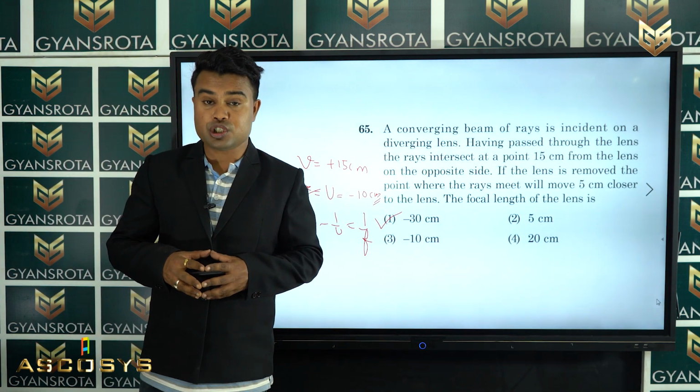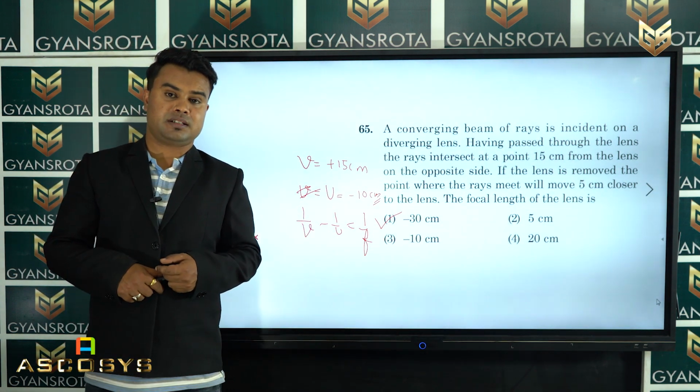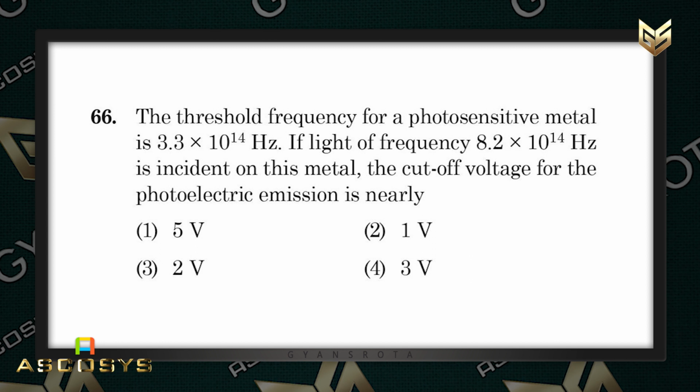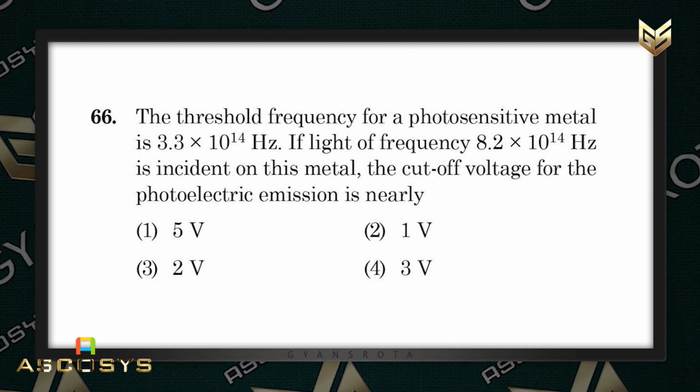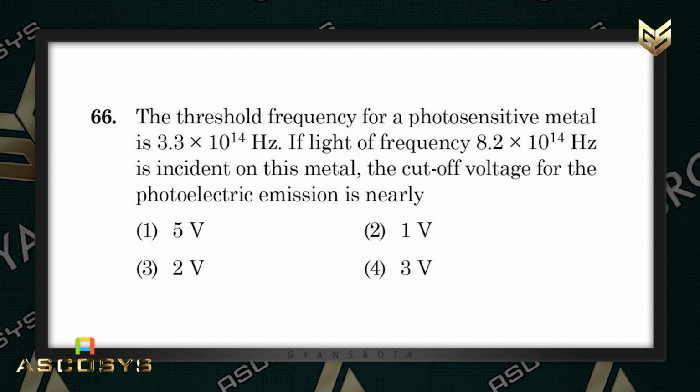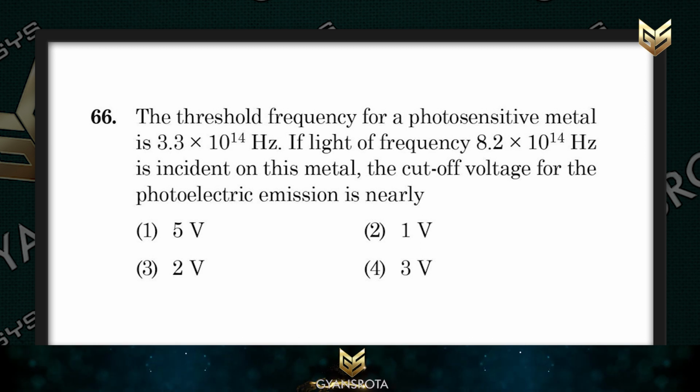Now, let us move to the next question, that is question number 66. The threshold frequency for a photosensitive metal is 3.3 into 10 to the power 14 hertz. The threshold frequency is given to you, that means your mu naught is given, the value is 3.3 into 10 to the power 14 hertz. That is the threshold frequency of the metal. If light of frequency 8.2 into 10 to the power 14 hertz is used, now another frequency is given, 8.2 into 10 to the power 14 hertz. Okay, this is the frequency incident on this metal.